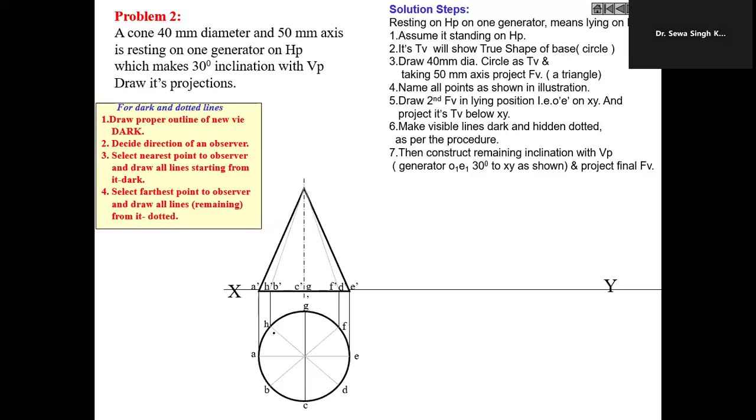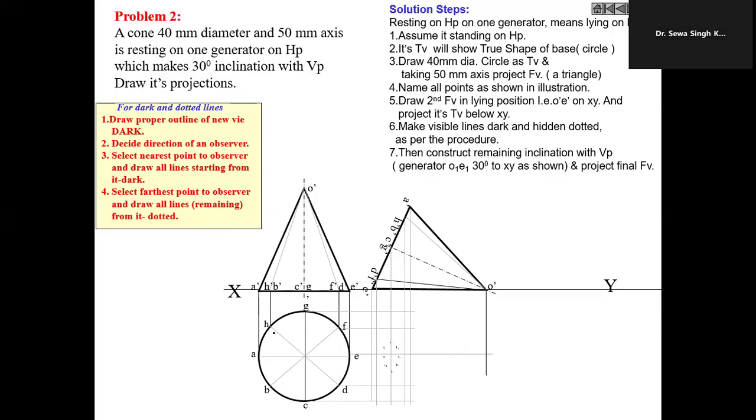Now these are OA, OB, OC, OD, OF, and so on. They are all generators. We have to make it rest on HP on one of its generators. So we consider the generators present in true length, and at present O dash A dash and O dash E dash are in true length. Any one of these can be made to lie on the XY line. So we have redrawn this, keeping O dash E dash on XY. Then take projectors to the top view, take projectors from the previous view, and locate points.